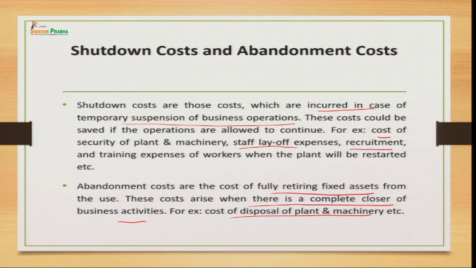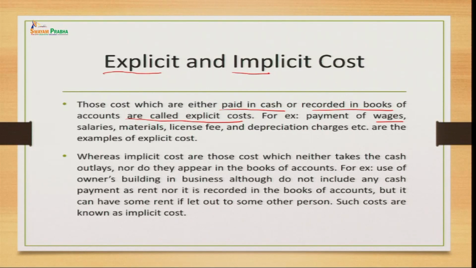So, if you are recalling it again, you can say that shutdown costs are those costs which arise because of the temporary suspension of the business activities, whereas abandonment costs are those costs which arise because of a complete closure of your business unit, right. So, these are the different categorizations which we have made regarding the cost. If we go back, let me help you to understand them once again. Explicit and implicit cost, right.